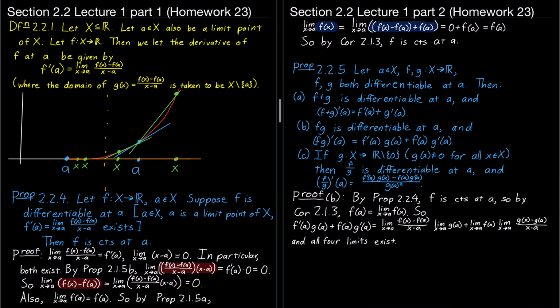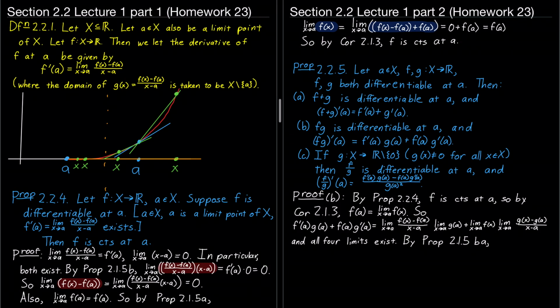The limit of g of a exists because it's a limit of a constant. The limit of f of x exists by proposition 2.2.4 because f is continuous. And the limits of the difference quotients exist because f is differentiable at a, g is differentiable at a. That means the limits exist and equal the derivative. Then, because we know the limits exist, we can apply proposition 2.1.5, first b and then a.